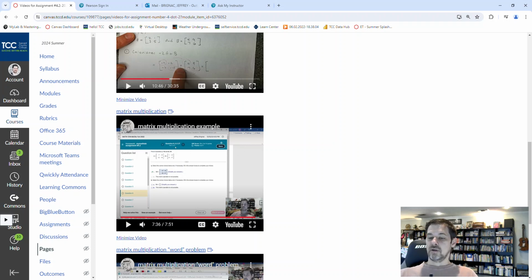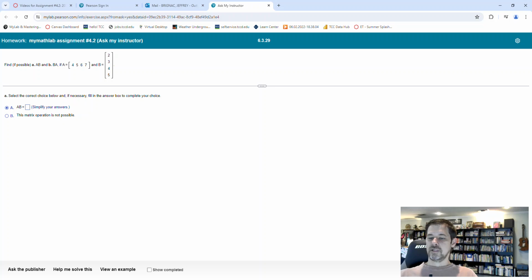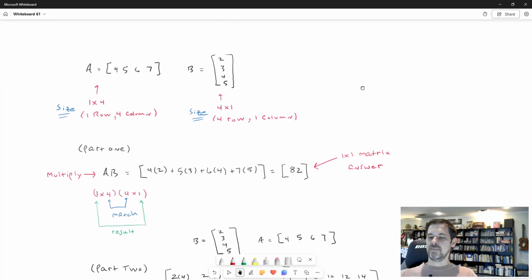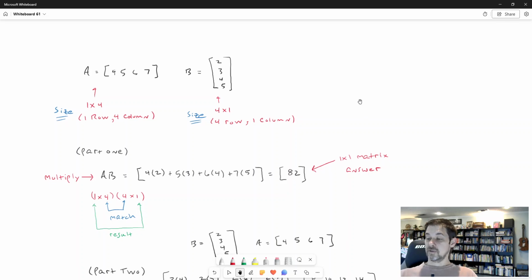Okay, so I wrote down this question on my whiteboard, and so we had these matrices A and B, and the first question, part one, was to multiply A times B. Now, first of all, each matrix has a size. A matrix has rows and columns. The rows go horizontally, left and right, and the columns go up and down. Okay, so that's what we mean when we say rows and columns with respect to matrices. So this matrix A is, we'd say, 1 by 4, and that means it has one row and 4 columns. Okay, that's its size.